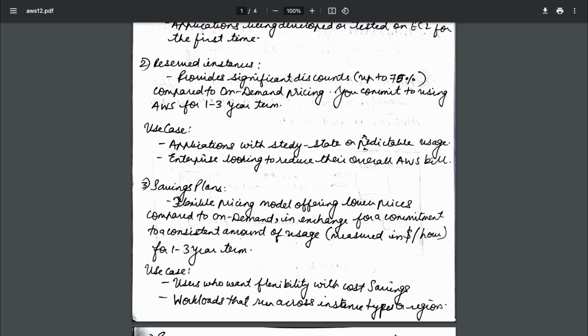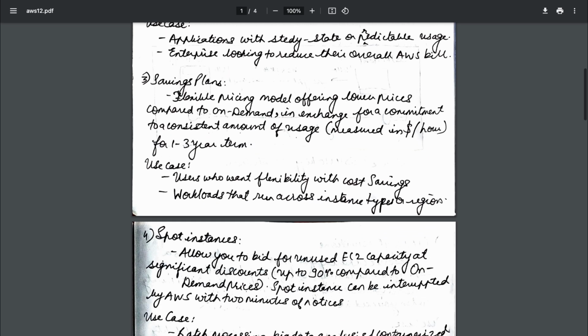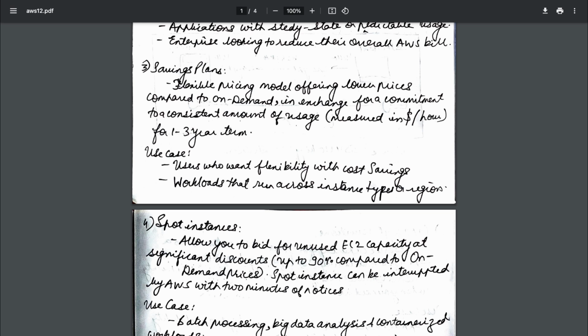Now, for whom is it ideal? It is ideal for applications with steady state or predictable usage, and enterprises which are using it to reduce their overall AWS bill. Savings plans. So savings plans are a flexible model which offers a lower price as compared to on-demand instances. But in exchange, you need to make a commitment for 1 to 3 years, right? So basically, it is ideal for users who want flexibility in their cost saving, and secondly, for workloads that can run across instances or regions.